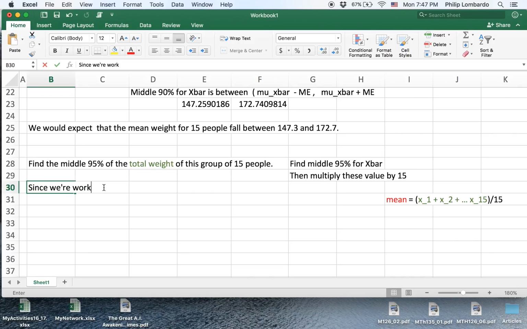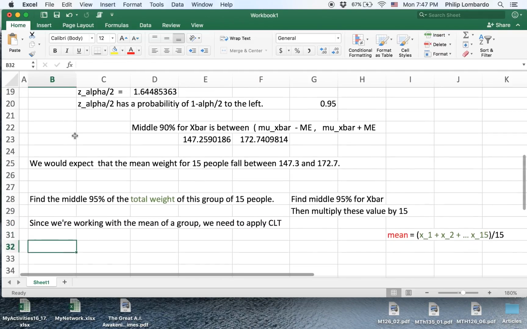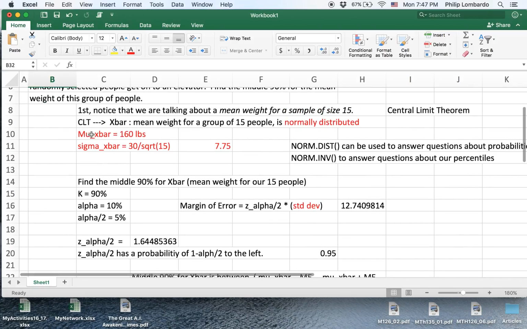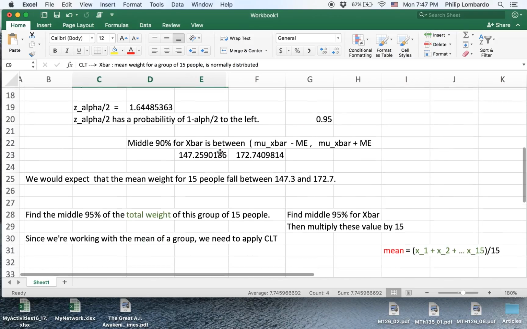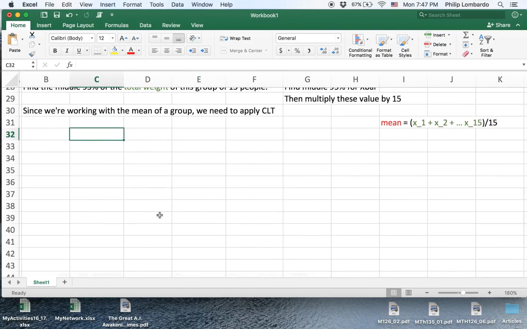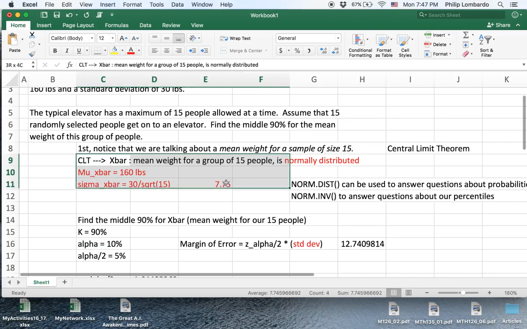Since we're working with the mean of a group, we need to apply the central limit theorem. All right. So once again, we're going to end up with the same parameters. So I'm just going to copy and paste this down here. All the work is exactly the same. Central limit theorem is going to tell you, sorry, that didn't copy and paste.